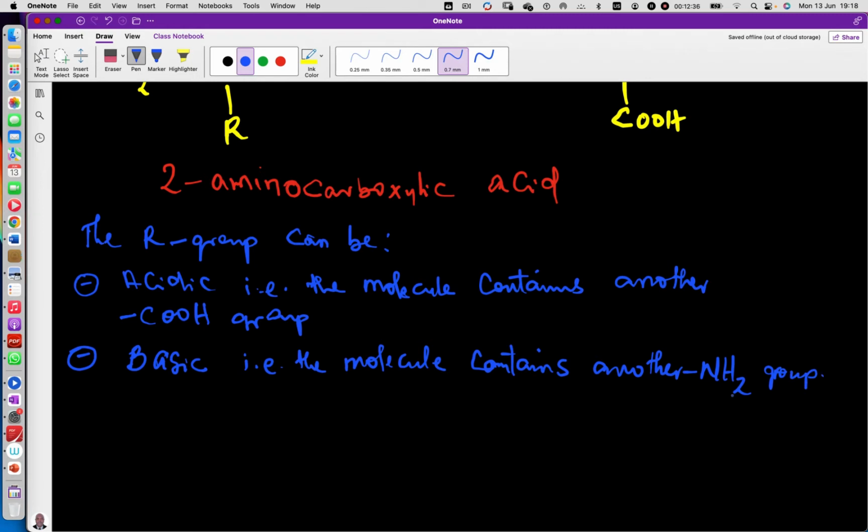Or it could still be neutral. The molecule could be neutral. That is when R is an alkyl group. When R is an alkyl group.